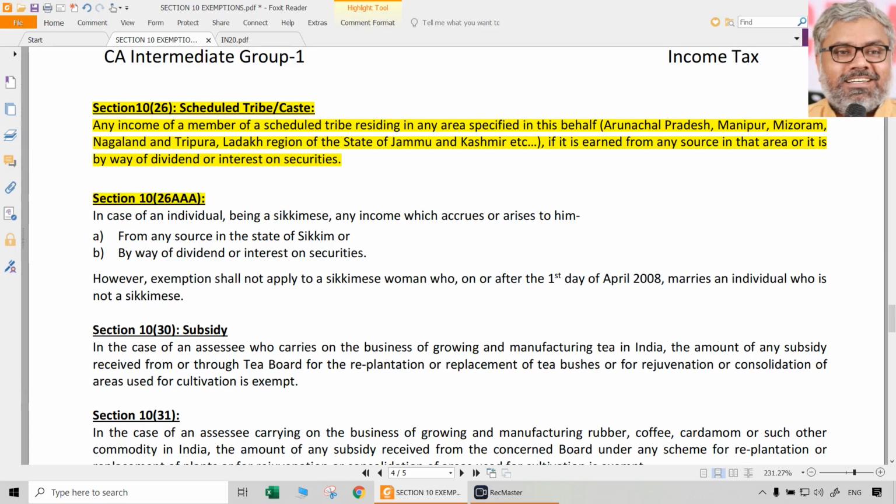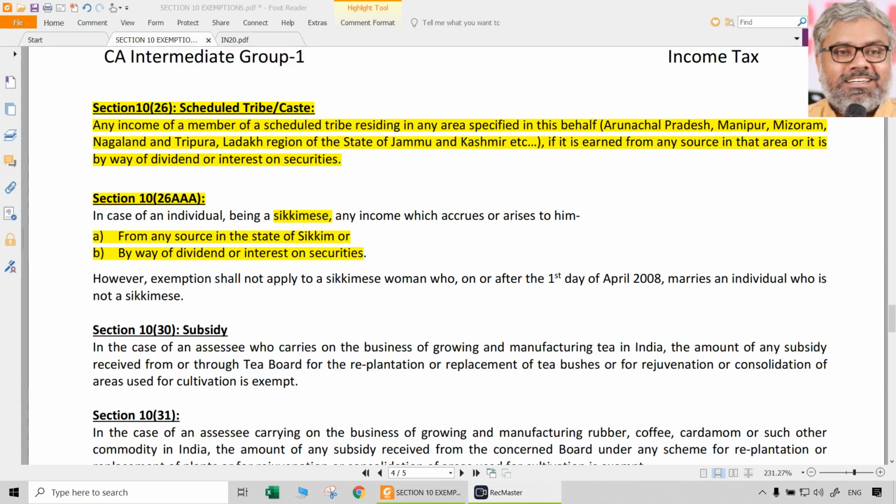Then section 10(26AAA) is also there, particularly for individuals who are Sikkimese. Naturally, those are people belonging to the state of Sikkim. So individuals belonging to the state of Sikkim, if any income is arising or accruing to them from any source within the state of Sikkim or by way of dividend or interest, same logic. If they are earning income within Sikkim, any individual, here there is no restriction on caste or tribe, any Sikkimese person, the entire income whatever they earn within the state of Sikkim will be exempt.